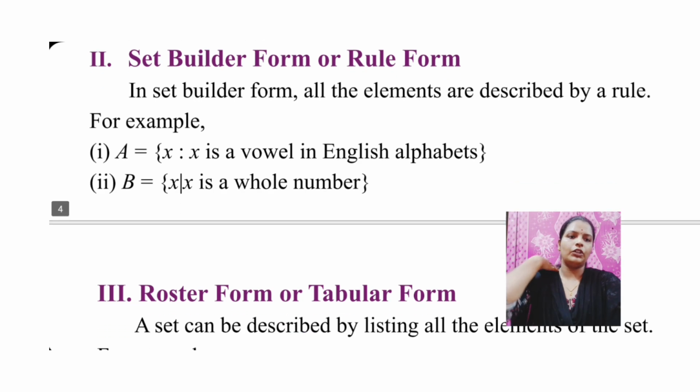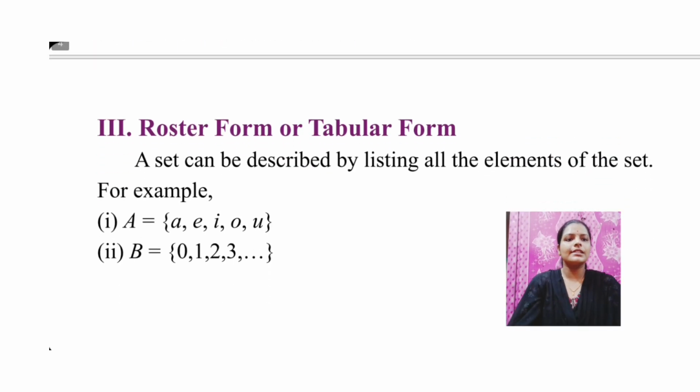Next, roster form or tabular form. A set can be described by listing all the elements of the set. I explained in the previous slide what an element of a set is. The things or objects mentioned in the particular set are called elements of the set. So here, for vowels in English alphabets, we have A, E, I, O, U. These are the elements of the set. So we write like this: A, comma, E, comma, I, comma, O, comma, U. This is the format of writing the roster form.